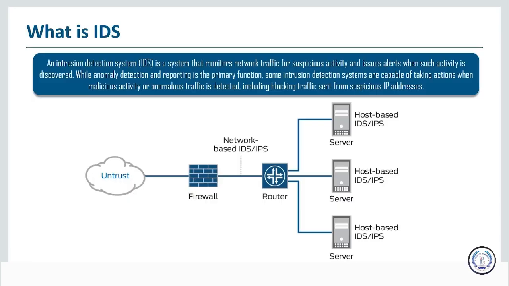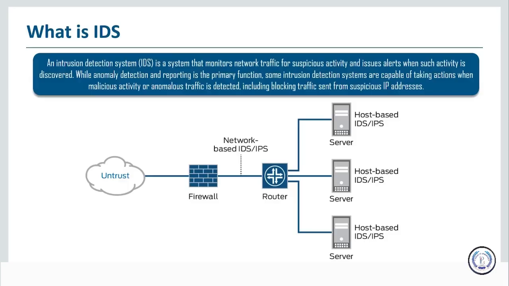So that is NIDS, deployed at a strategic point or points within the network where it can monitor inbound and outbound traffic to and from all the devices on the network. Then there is host intrusion detection system, that is HIDS, which runs on all computers or devices in the network with direct access to both the internet and the enterprise internal network.